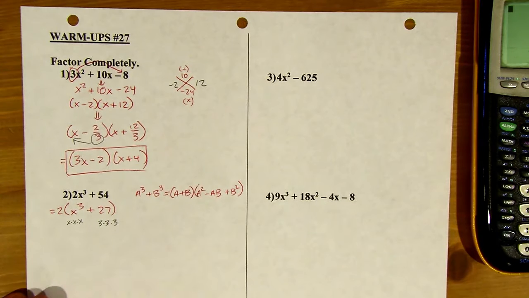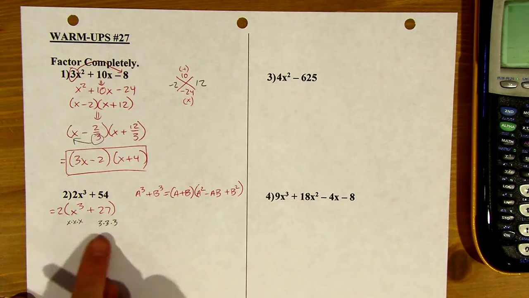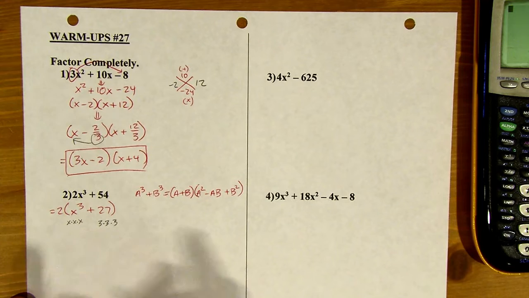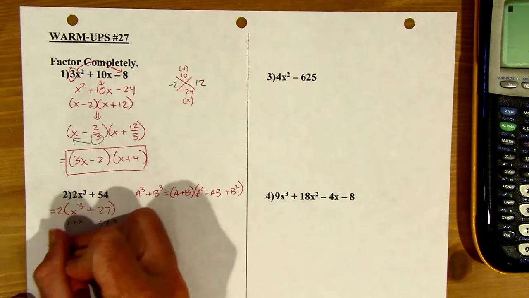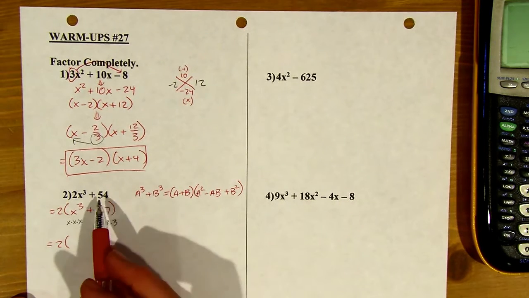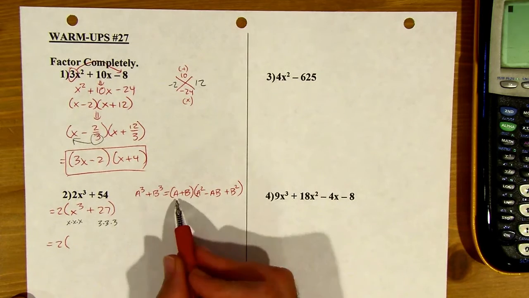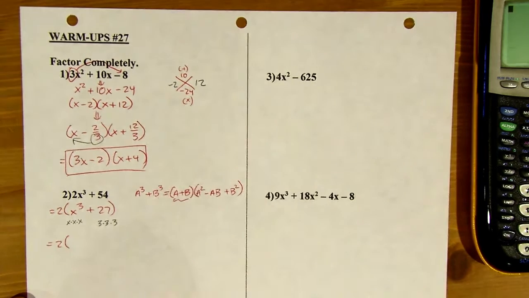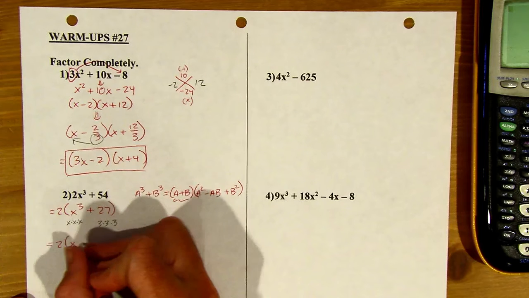Okay, there's the formula. All right, here the a and the b are going to be the x and the 3. Okay, so I'm still going to have the 2. Don't forget about the 2. I've already factored that out, but that's going to be part of my final answer. My first binomial, this part, is going to be x plus 3.